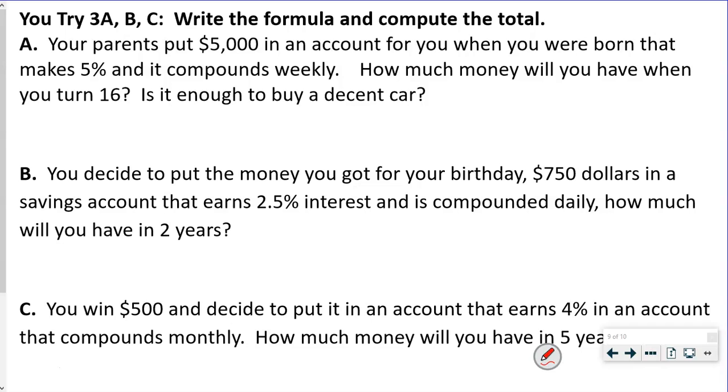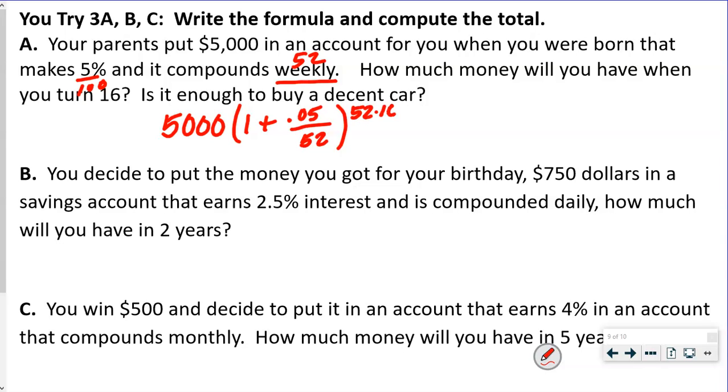Okay, so we're going to take our principal again, which is our $5,000. We're going to multiply it by 1 plus our interest rate, which again, remember, we divide by 100 or move 2 decimal places to the left, which is 0.05. And then it compounds weekly, so that's 52, so that's going to be divided by 52. And then we're going to raise that to 52 times 16, because that's how many years it was right here. So that's our T, right? This was our R, this was our N, and this was our A, okay?